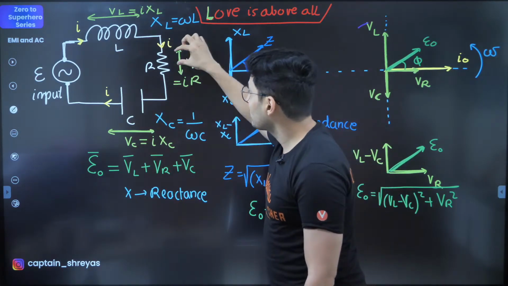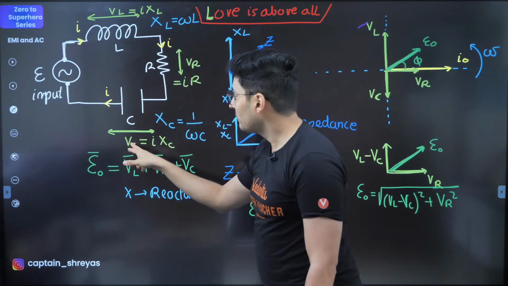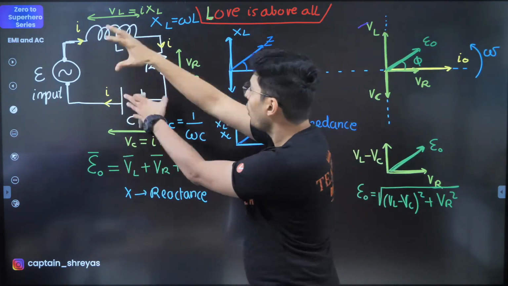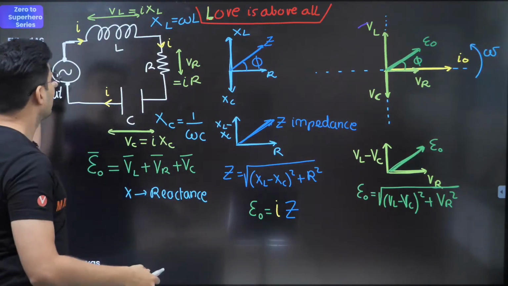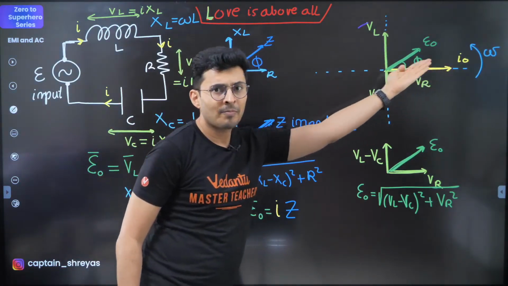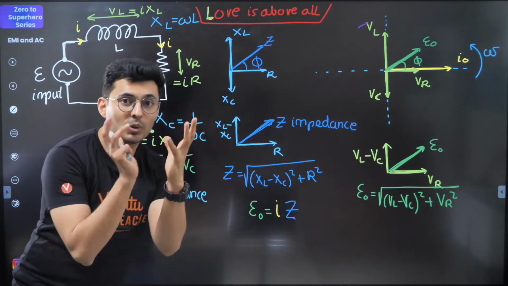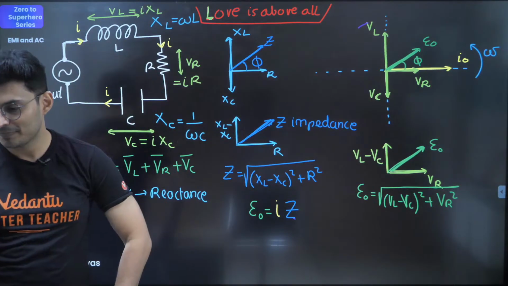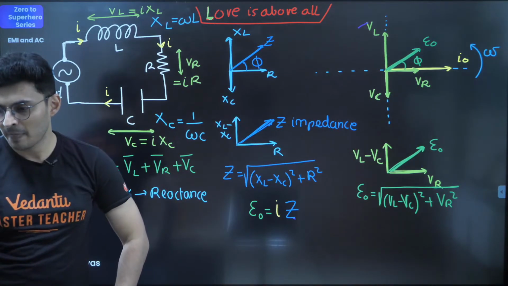Now, if for each of these the voltage is I into the resistance part, then for the whole circuit also it should be valid. And yes, it is. For the whole circuit, the voltage is E, and the current is the same. So total E will be current into Z, because Z is the total resistance. So total voltage is current into Z. That's all. Understood? This is very, very important.